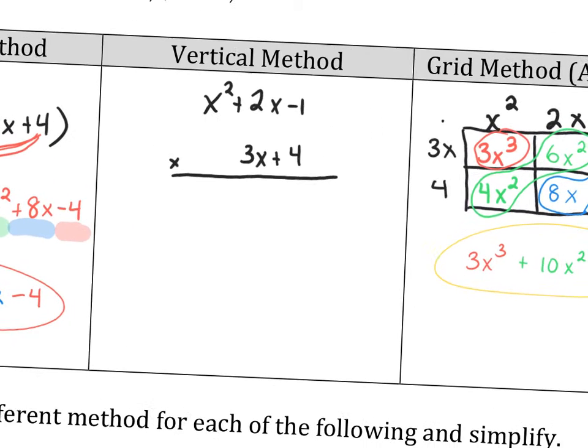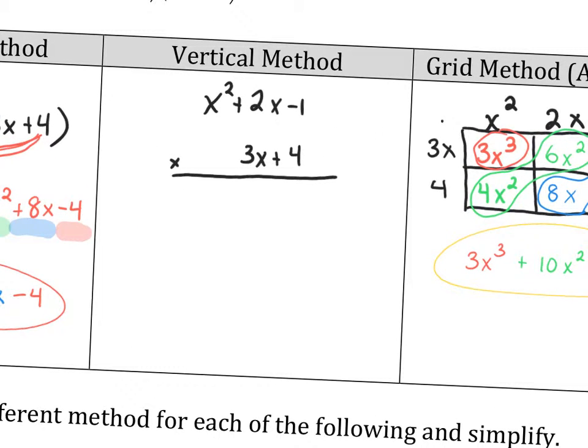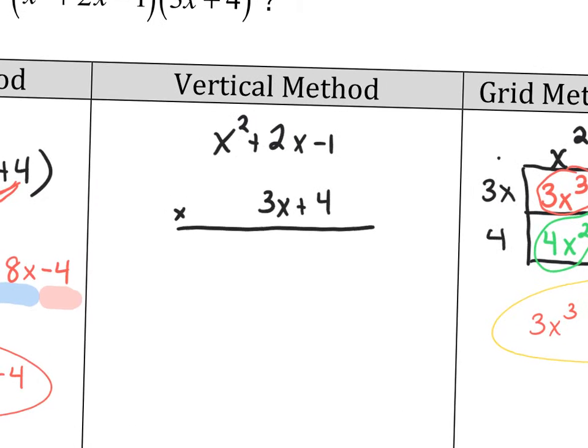All right, so the last method we see here, we're going to set up vertically, and it looks like this. And then all we're going to do is start to multiply out. Remember that as I multiply out, I'm going to line up the like terms here. So I see that this 4 here multiplies that to get negative 4. This 4 here, 4 times 2x, multiplies there.